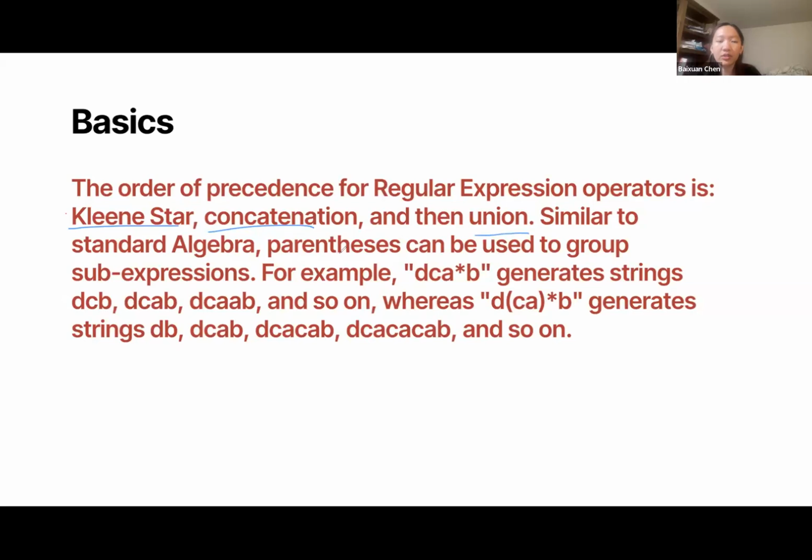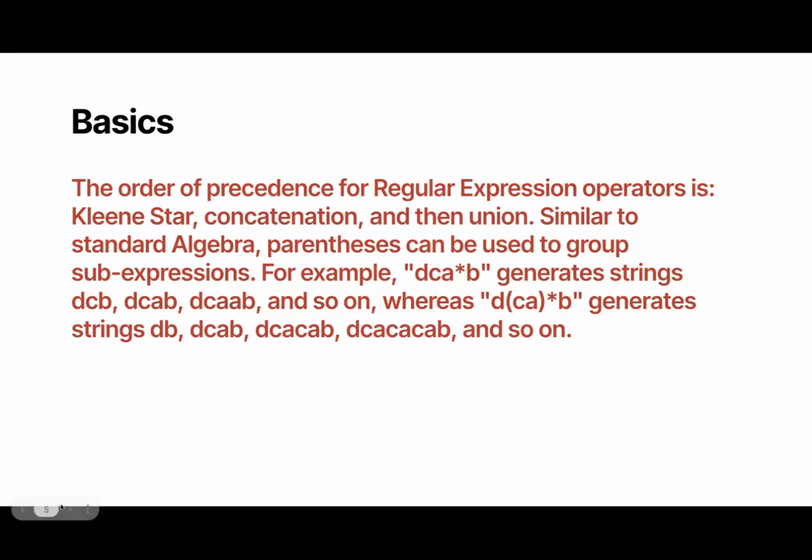It's similar to standard algebra, and we can see that here, where when we have DCA asterisk B, it generates strings like DCB, DCAB, DCAAB, and so on. There can be any number of A's because remember the Kleene star is 0 or more. But in D(CA)* B, it generates strings like DB, DCAB, DCACAB, and so on, because here we can have 0 or more CA's. So does that make sense to everyone? Yeah. Okay, so let's keep going.